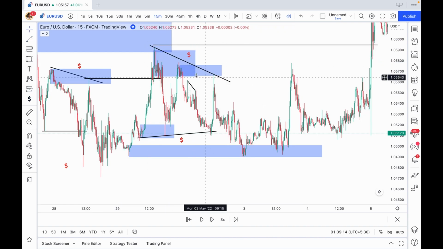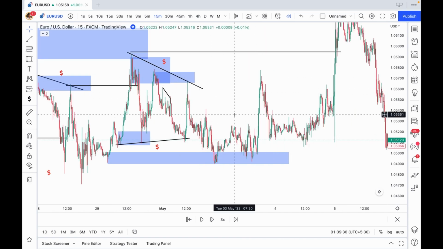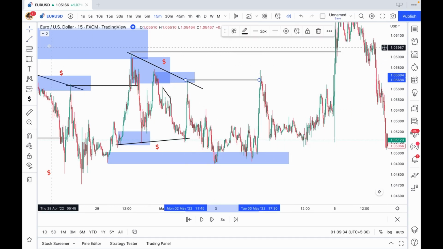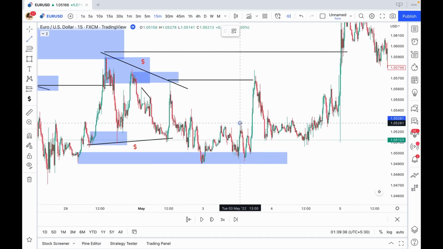Now the upper structure is already mitigated. Price will sweep the liquidity from the highs. So basically price is attracted to the liquidity. Now as we can see, price gave us break of structure over here. Again break of structure. So there were multiple break of structures.